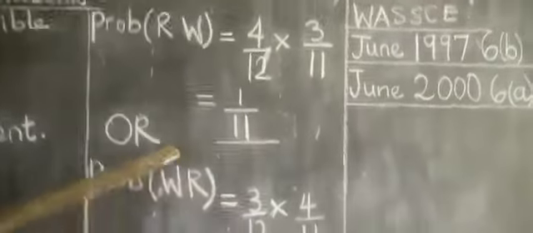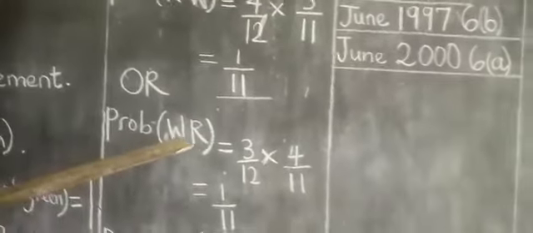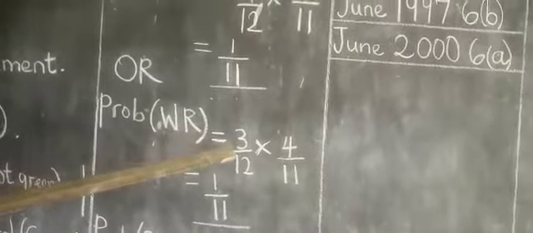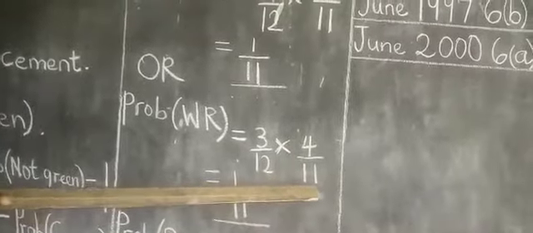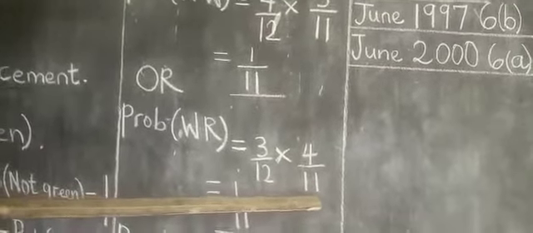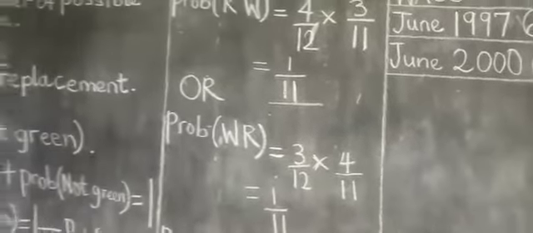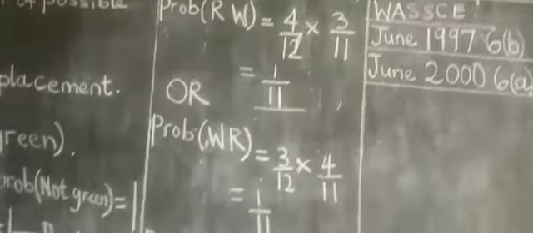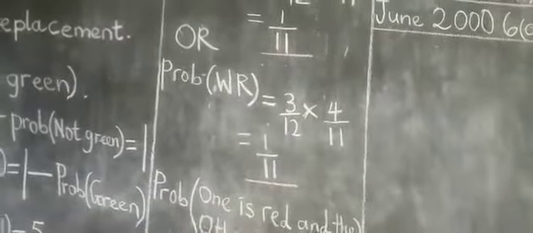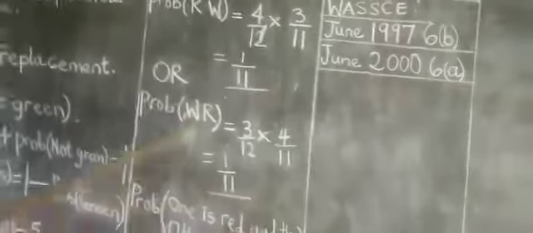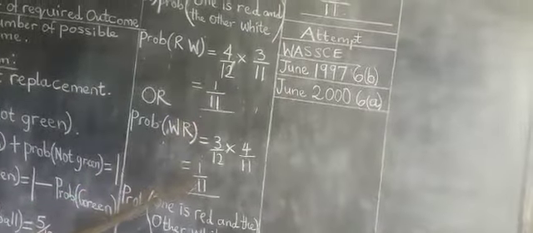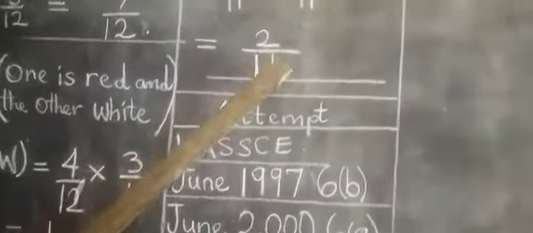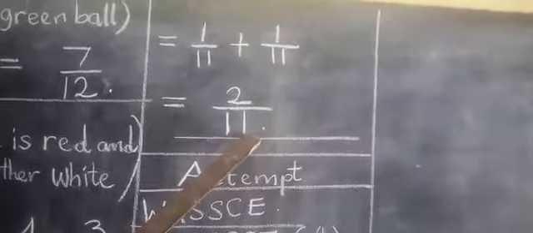Or another possibility, probability white, red. And this gives 3 over 12 times 4 over 11. Yes, there is reduction too, simply because it is without replacement. The result gives 1 over 11. Now, probability 1 is red and the other is white will mean the addition. I told you a while ago that or means plus. So 1 over 11 plus 1 over 11 results in 2 over 11.